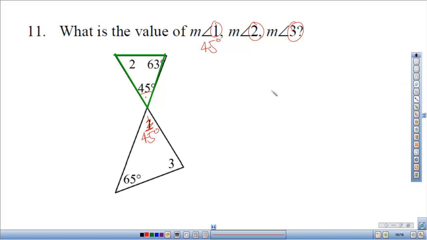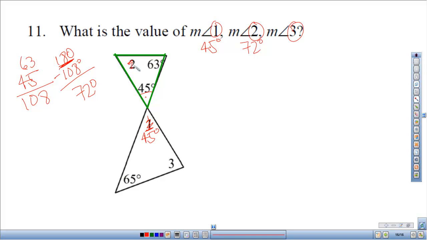So on my calculator, I should probably just add up 63 and 45. That's going to come out to be 108. And I will subtract away those 108 degrees from 180. Please be careful to use 180 and not 360. Triangles come out of 180. Quadrilaterals come out of 360. And this would come out to be 72 degrees. So there's my answer for angle 2. It's 72 degrees. Sometimes it's smart to write that on your picture.